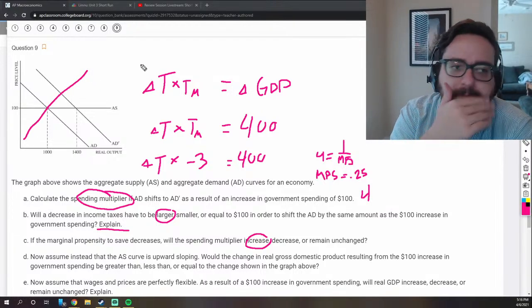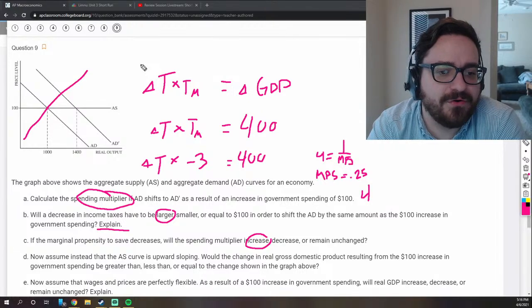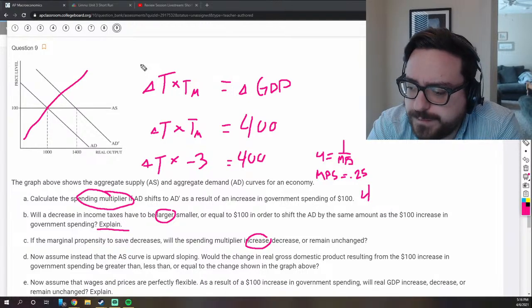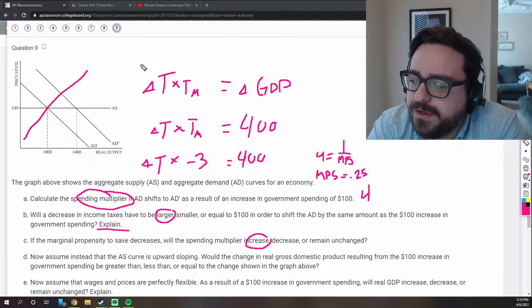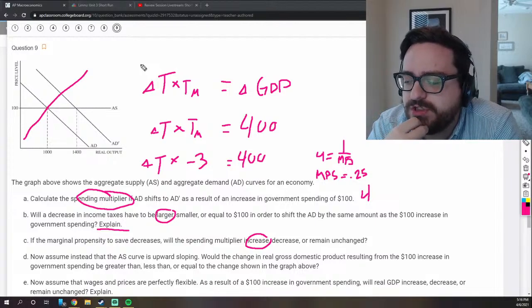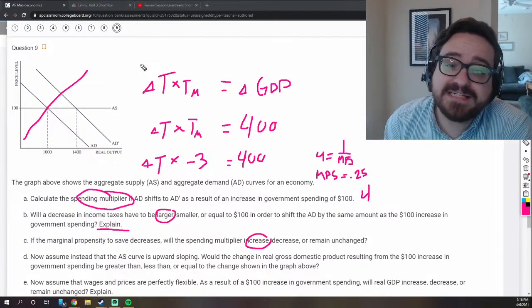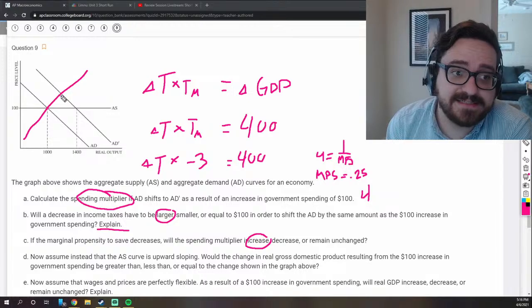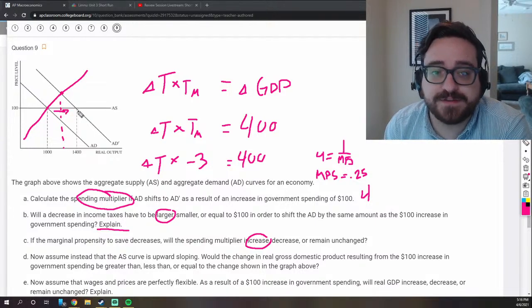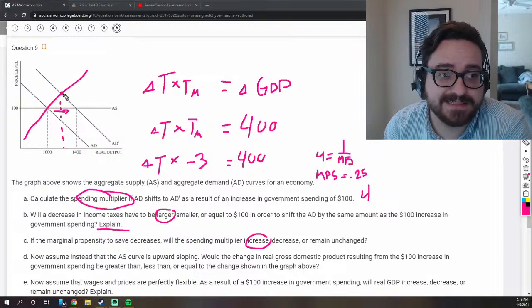Okay, there we go. So assume instead of it being horizontal, which you hate looking at, assume it was normal looking. Would the change in real GDP resulting from the $100 increase in government spending be greater than, less than, or equal to the change shown in the graph above? Well, based on my drawing, which is crude and terrible, moving from AD to AD0 wouldn't get me as far as this one is.